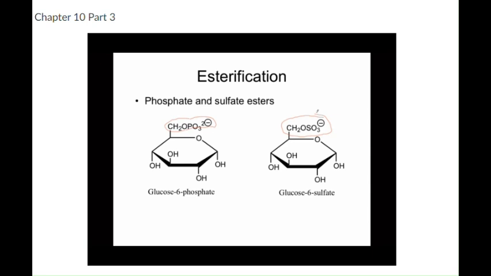Glucose 6-phosphate is actually used as an intermediate in a variety of biochemical pathways. We actually see it in glycolysis. It's also used as an input into making glycogen. Glucose 6-sulfate, on the other hand, is used very commonly in connective tissue. So things like ligaments or cartilage basically use derivatives of glucose 6-sulfate. The sulfate is there to play a very important role, basically to attract water to this molecule.